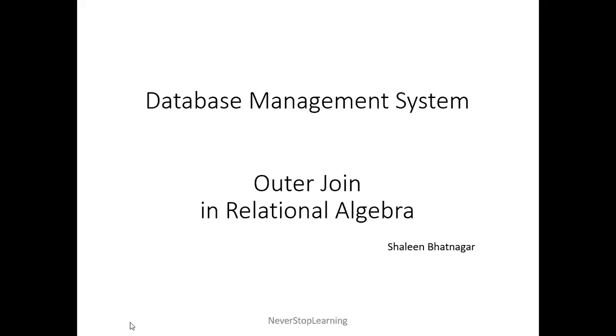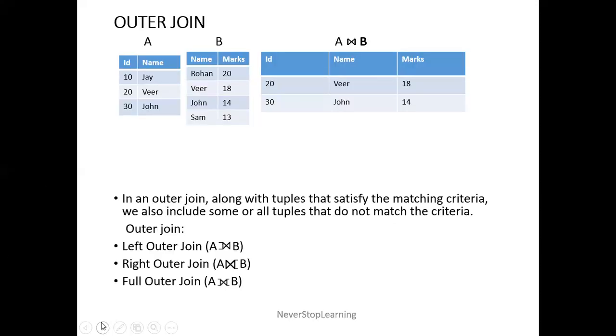So before starting outer join, let me revise the natural join, which was part of inner join, and we have seen that in my previous video lecture series. There were two problems in natural join. First, we can apply natural join only when the attribute is common in both the tables where we want to apply the join. That means the attribute should have same name and same domain. Otherwise, we are not allowed to apply natural join.